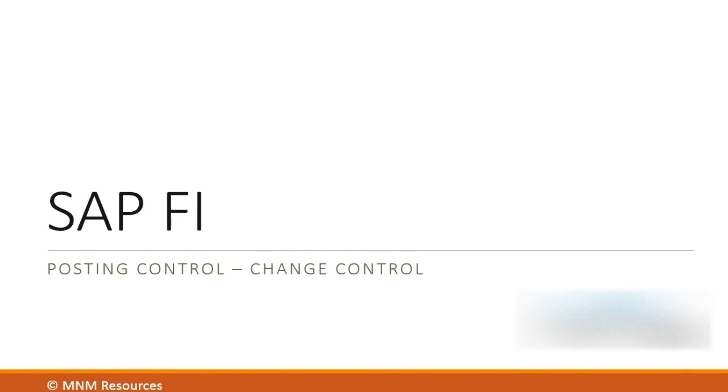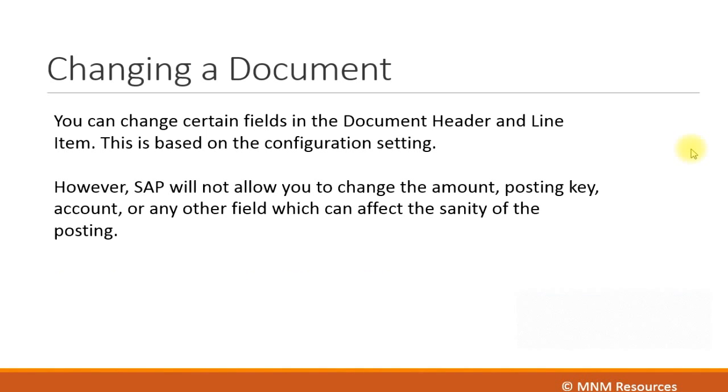Let's look at changing a document after an SAP FI document has been posted. You can change certain fields in an already posted document at the document header and line item levels. This is based on the configuration setting. You have separate configuration for the document header to ensure which fields can be changed, and similarly for line items as well.